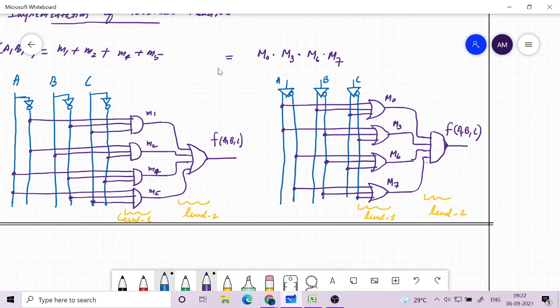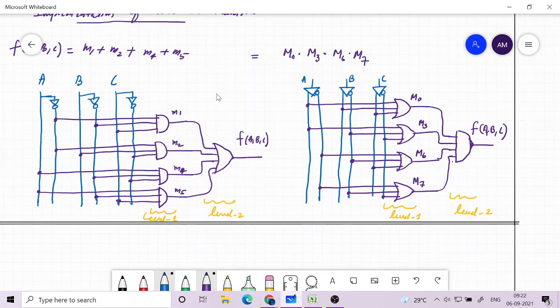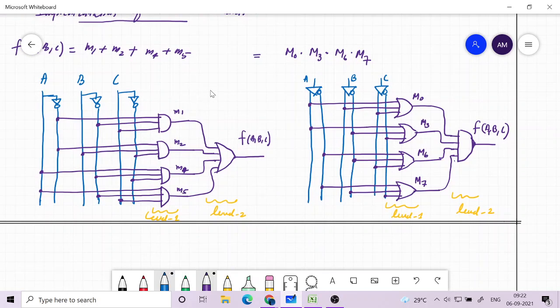So basic idea is two-level implementation. You can use either POS form or SOP form. In POS form, we generate the sum terms first and then take the product. So this is POS, product of the sum. Here this is the product, and these are all sum. And whereas here this is SOP. So this is the sum, and then these are the product.